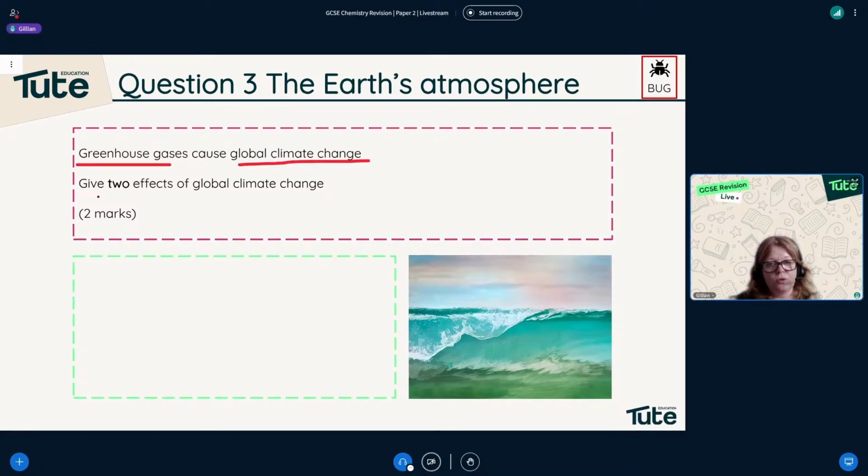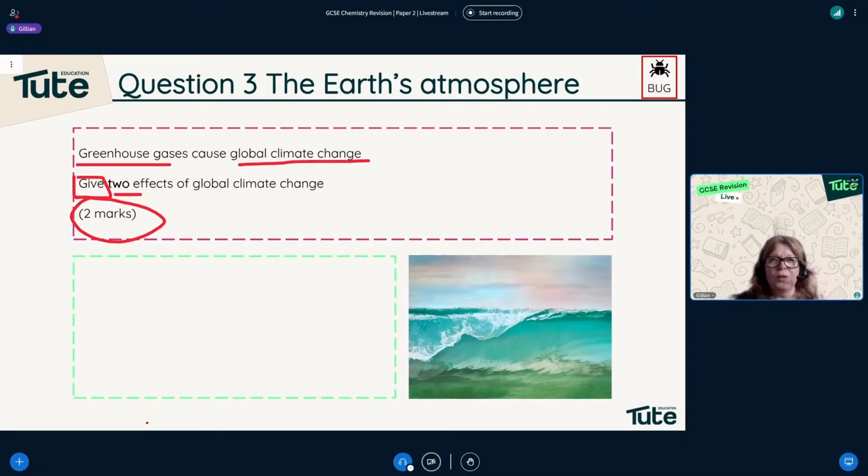Give 2 effects of global climate change for 2 marks. Now, the global climate has been changing since time began and it will continue to change in the future. Our planet's temperature has fluctuated in the last 100 years. However, since around the 1950s, there has been a dramatic increase in global temperatures. And this increase is known as global warming. Now, remember what global warming is, it's the rise in the average temperature of the Earth's surface.